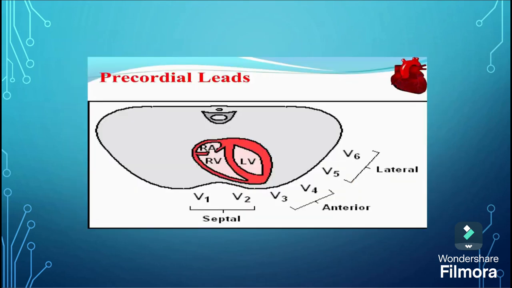Same thing but in another view. You can see V1, V2, V3, V4, V5, V6. V1, V2 septal, V3, V4 anterior, V5, V6 lateral.